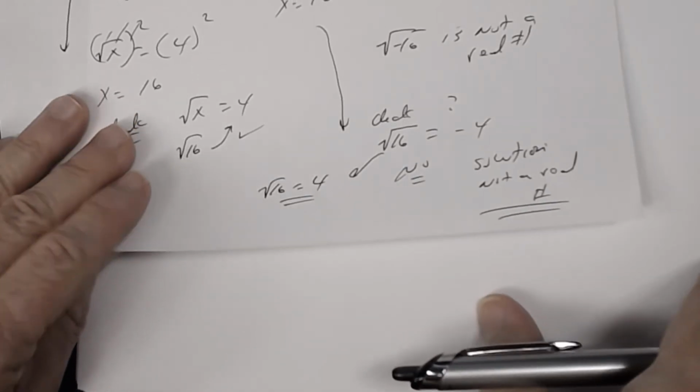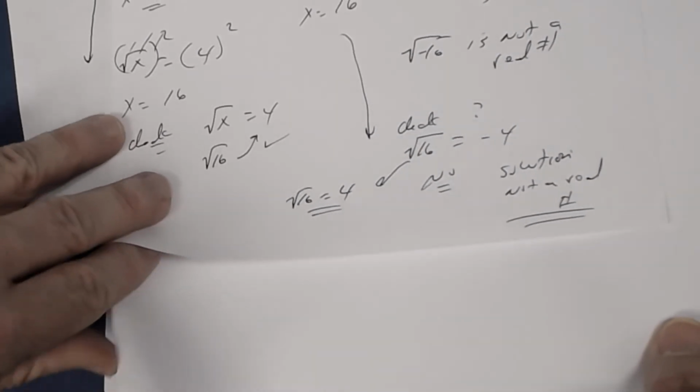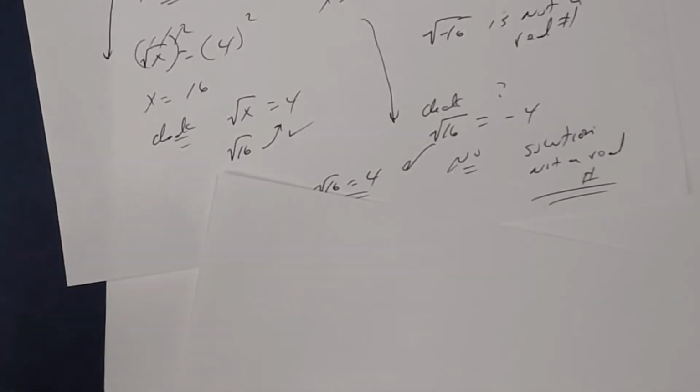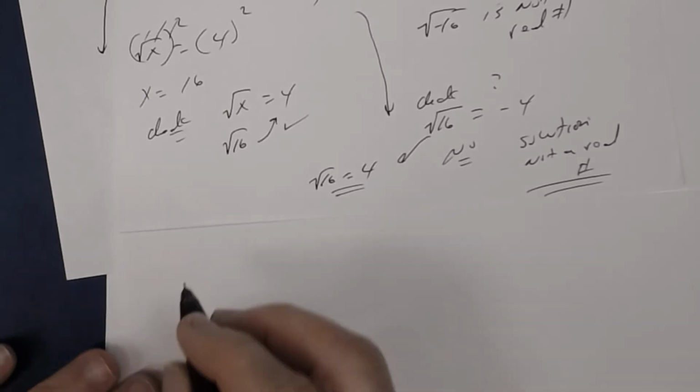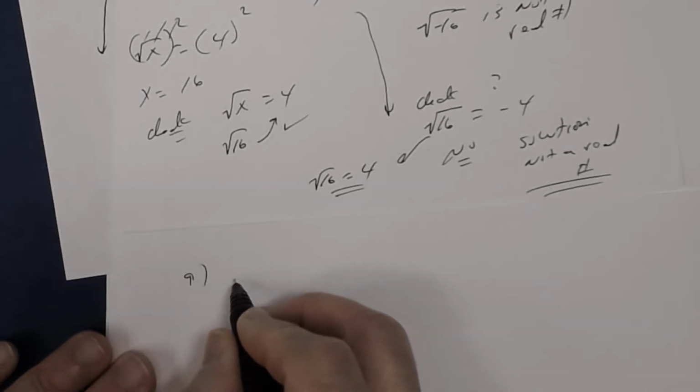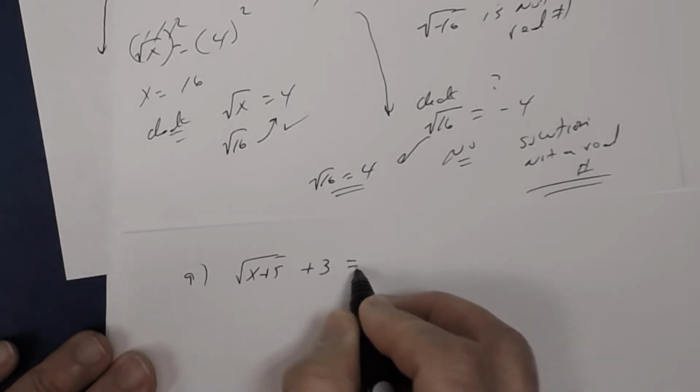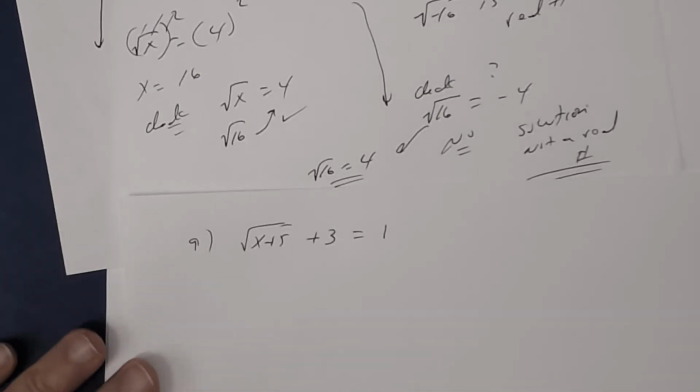All right, now let's look at number 9. So that's going to be similar to the one that's going to be in my math lab. So let's suppose this is number 9. We have the square root of x plus 5, plus 3, equal 1.